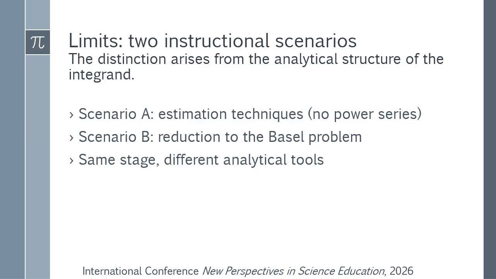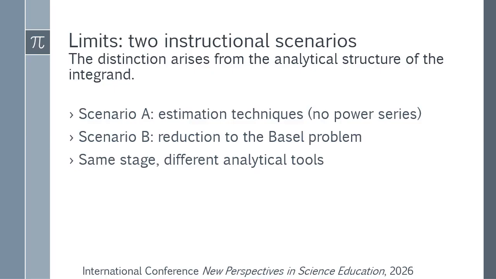In the second scenario, a suitable transformation reduces the analysis to the classical Basel problem, which concerns the exact summation of the series, sum 1 over k squared, and requires additional analytical tools. Both approaches address the same analytical question and differ only in the methods employed, which allow students with different backgrounds to work within the same stage of the analysis.